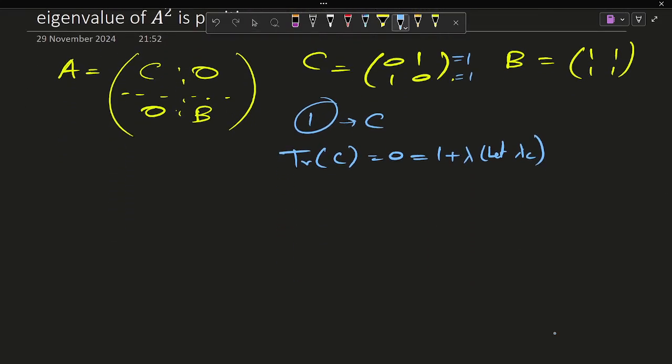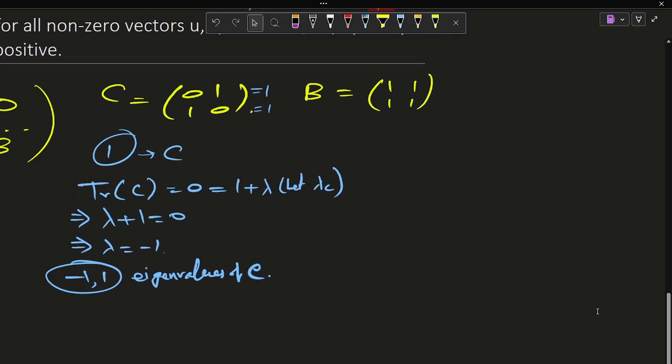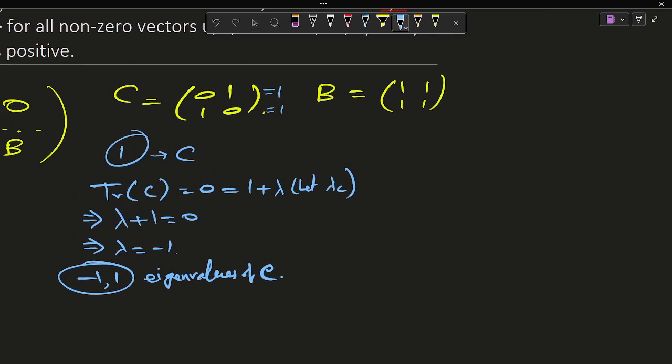So our lambda will be what? Lambda plus 1 is 0, so we will get lambda as minus 1. So minus 1 and 1 are the eigenvalues of C. Now we have to find the eigenvalues of B. So what can we do? We again check that our row sums are 2, so 2 is an eigenvalue of B.